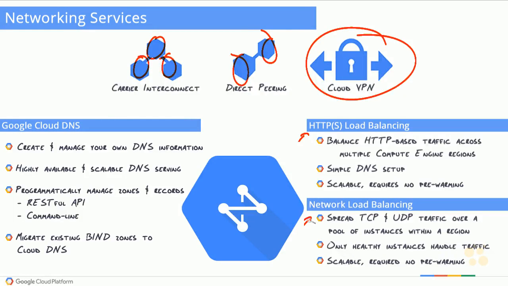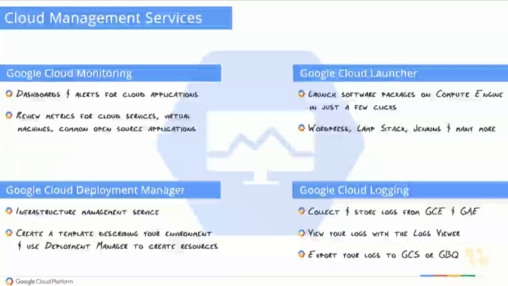And then we also have network load balancing, which is within a region, right? So we can balance TCP and UDP traffic within a region, and only healthy instances, again, will handle that traffic. And in both of these cases, we have an extremely scalable load balancer that doesn't require any pre-warming. That's a big deal because it's ready to go and it can scale up to millions of requests per second without a problem.